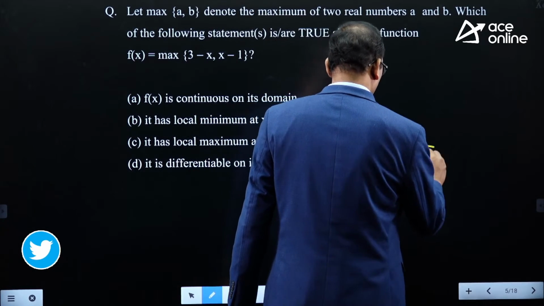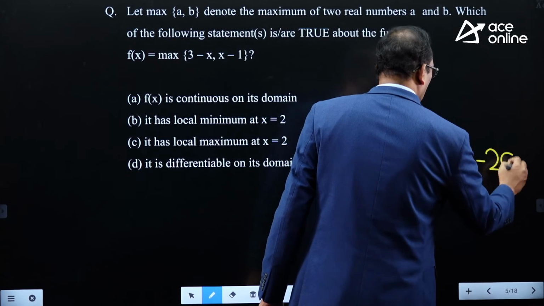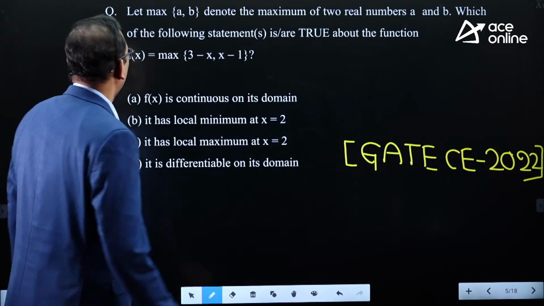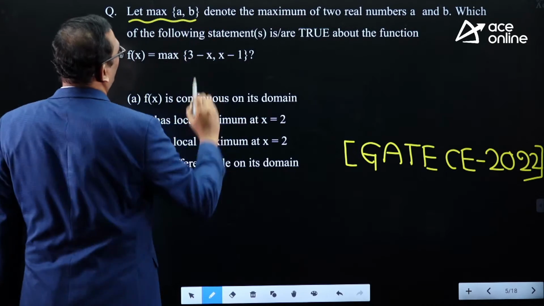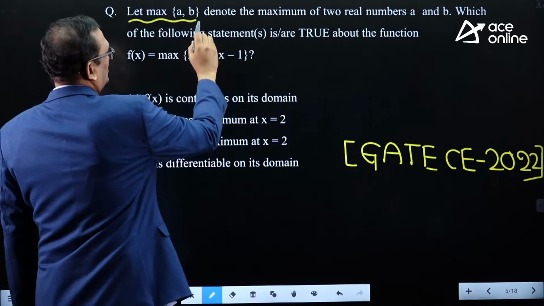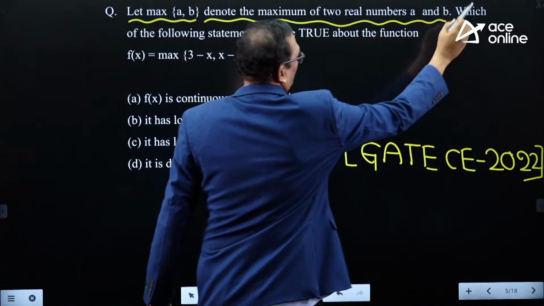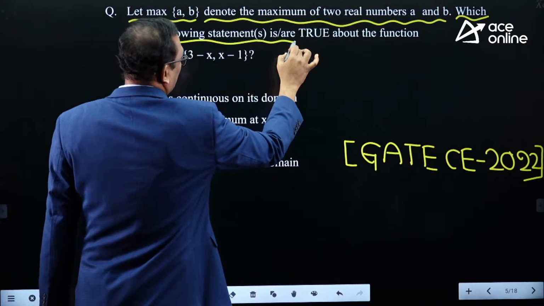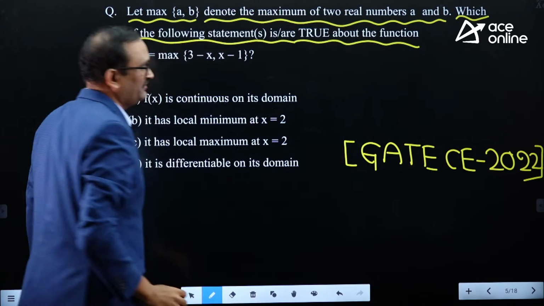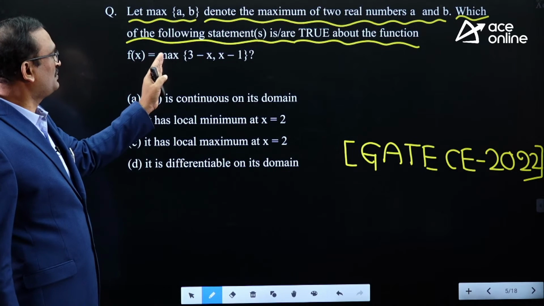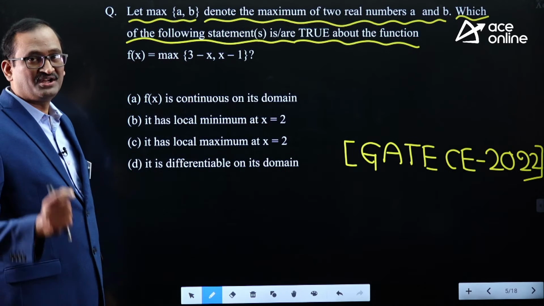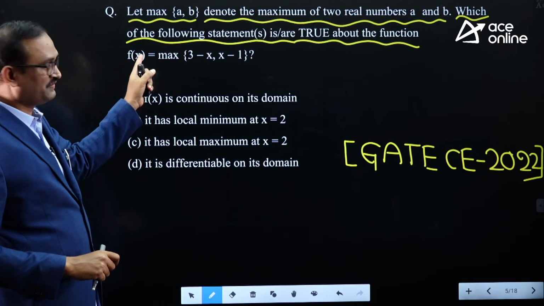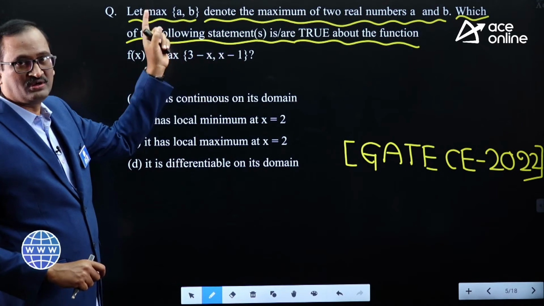Read the problem once again. It is MSQ, multiple select question. So how many options are correct, we need to identify. Let maximum of A comma B denote the maximum of two real numbers A and B. Which of the following statement or statements are true about the function f of x equal to maximum of 3 minus x as well as x minus 1? Do you know f of x is also denoted by y? F of x means y equal to 3 minus x, y equal to x minus 1.